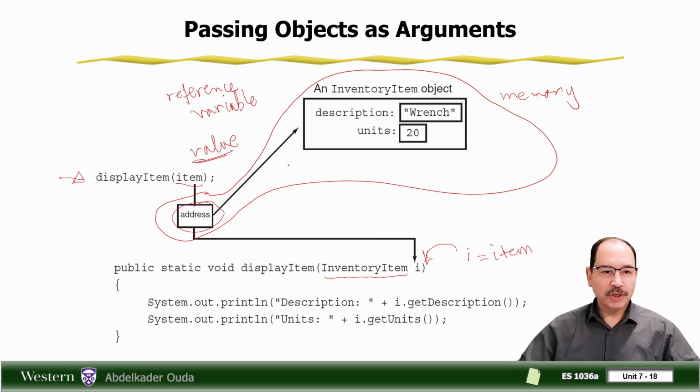So what you need to understand from this diagram is that when we send the item, we send the value of the item, and the value of the item is the address of the object. So we send the address here, not the object itself.